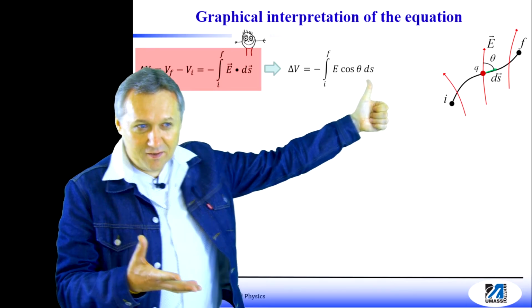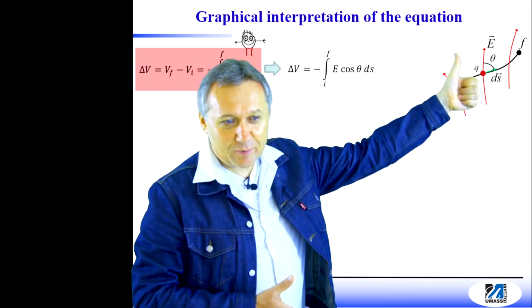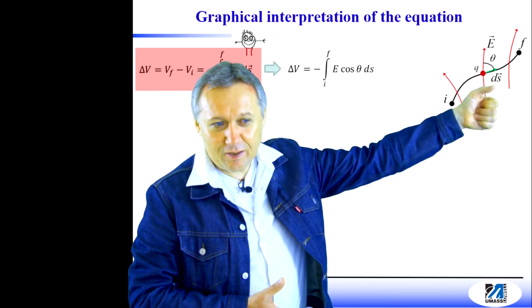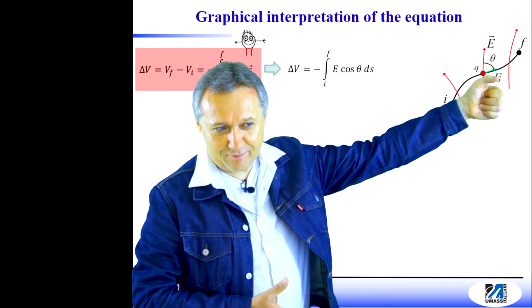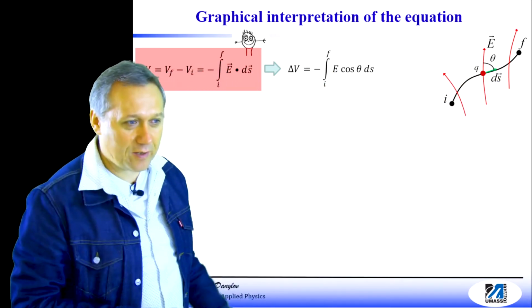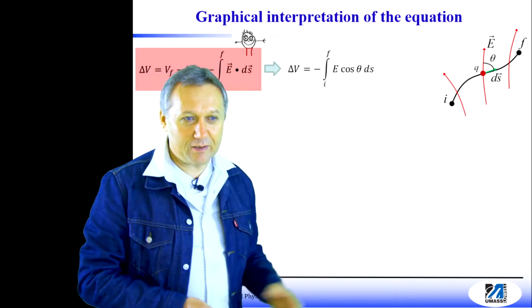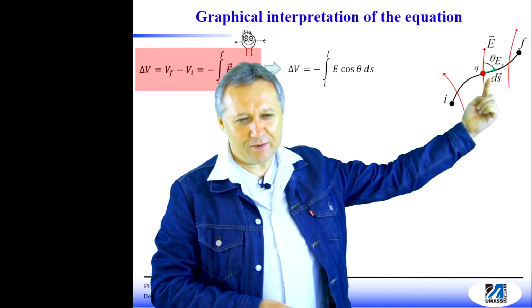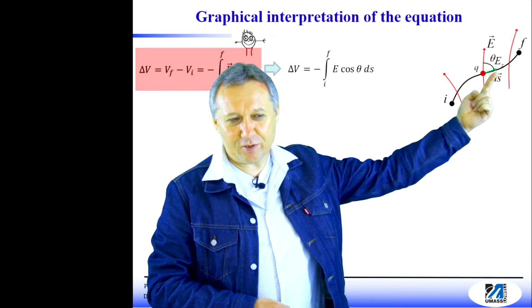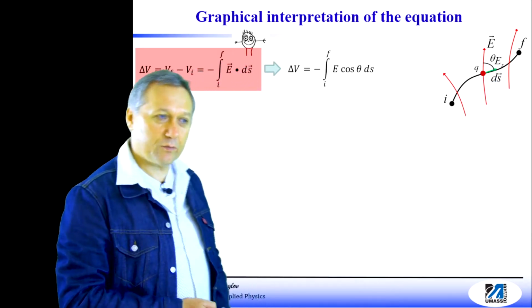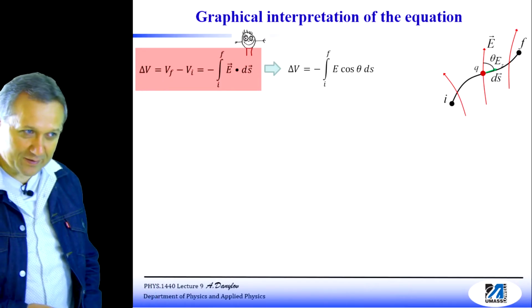Basically, look, E times cosine theta will be the component of this electric field along the S direction, right? You can easily imagine the right triangle, all right? And you will see that E sub S is just a component. You see small E sub S appears, right? So it's just a small component of the electric field along the direction of motion, the direction of ds.